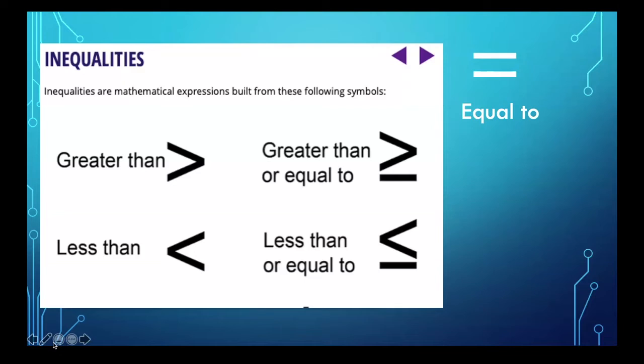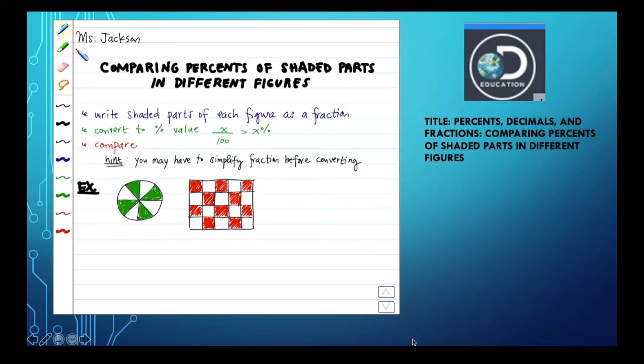Inequalities are mathematics expressions built from the following symbols. We have the greater than or equal to, less than or equal to. As you can see over here is the equal sign. That just means equal to, but it is not considered an inequality. So we're going to watch our instructional video and take notes as you need it.